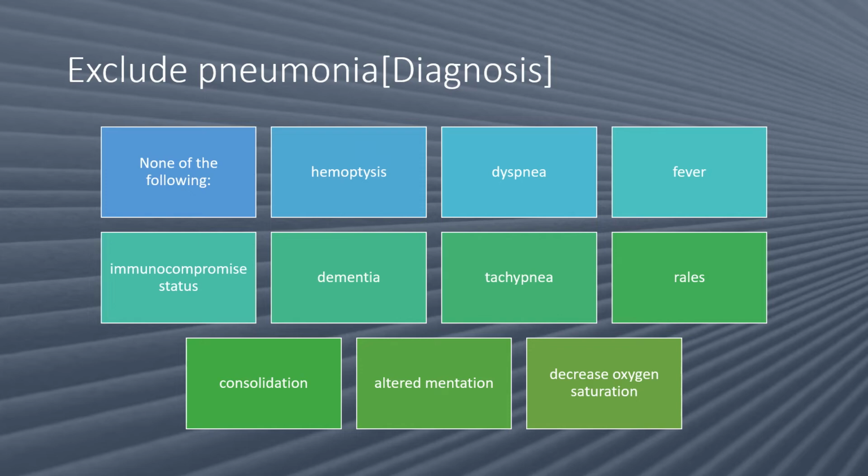But to go home and sleep that this patient is not having pneumonia, then none of these must occur at all. There must be no hemoptysis. There must be no dyspnea, no fever, no immunocompromised status, no dementia, no tachypnea, no rales, no consolidation, no altered mentation, and there should be no decreased oxygen saturation. If you are able to see all those to be out, none of this is present, then you can bet your neck. It is not likely that this is pneumonia.